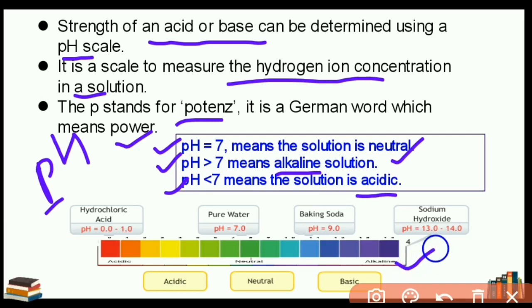This is the pH meter. According to color change, we can determine the nature of the solution. If we get red, the solution is a strong acid, and if we get yellow, the solution is a weak acid. If we get green color, the solution nature is neutral, and if we get light blue color, the solution is a weak base, and if we get violet color, the solution is a strong base. So according to color change, we can determine the nature of the solution.